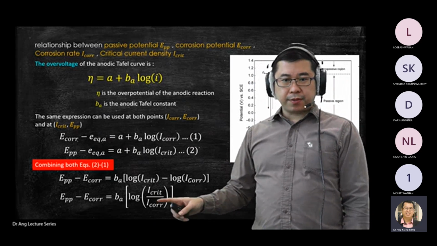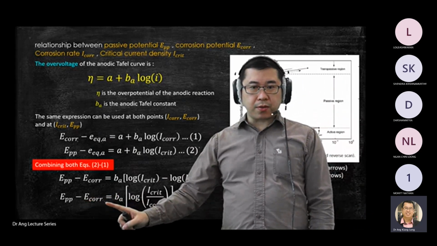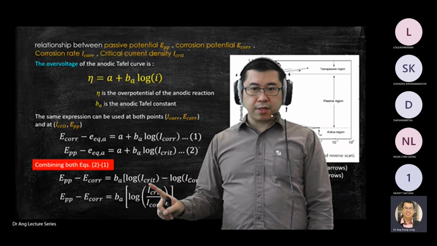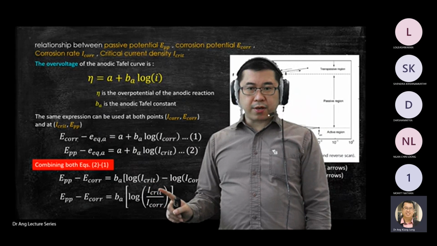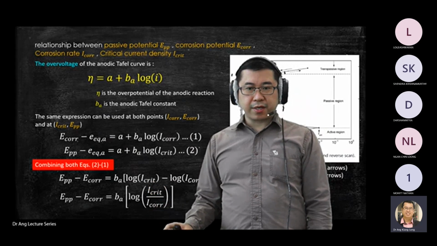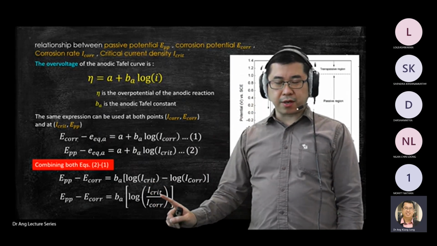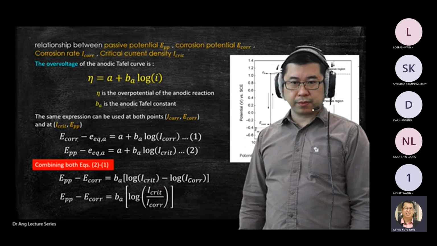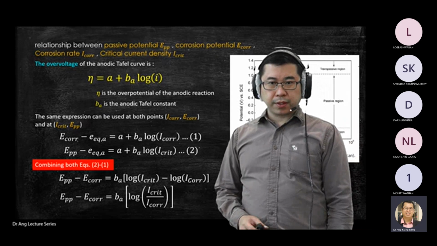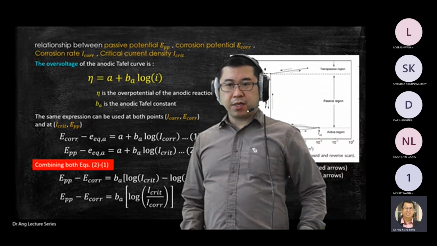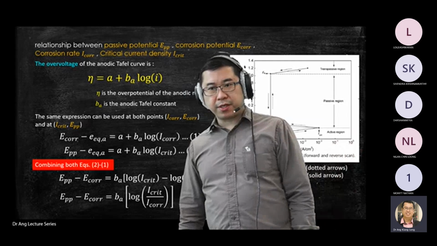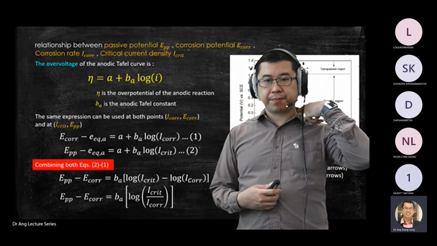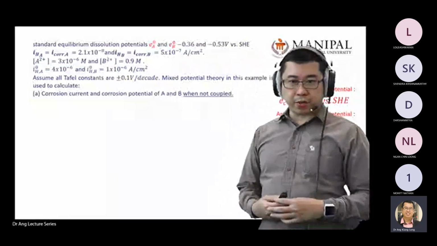Okay, copy this one. EPP equals E corrosion plus BA bracket log I critical over I corrosion, or critical corrosion rate over corrosion rate. This equation is for the active region of the Evans diagram. Next, we move back to our question.